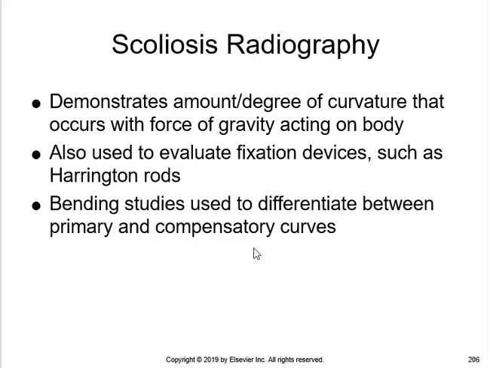So in scoliosis radiography, the bending studies are used to differentiate between primary and compensatory curves. Anytime you have scoliosis, what you've got are two different curves. Your body seeks to be centered over your pelvis. So if your spine curves in one direction, that would be your primary curvature, and then your posture and your body wants to correct for that by bending in the opposite direction. That's a compensatory curve.